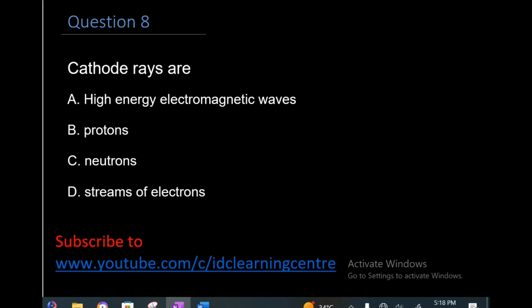Streams of electrons. When we talk about cathode rays, we are talking about negative rays. Negative rays comprise streams of electrons, while the opposite is our anode rays, which are the positive rays comprising protons. So the correct answer for this question is option D. Alright, so let's go to the next question here.